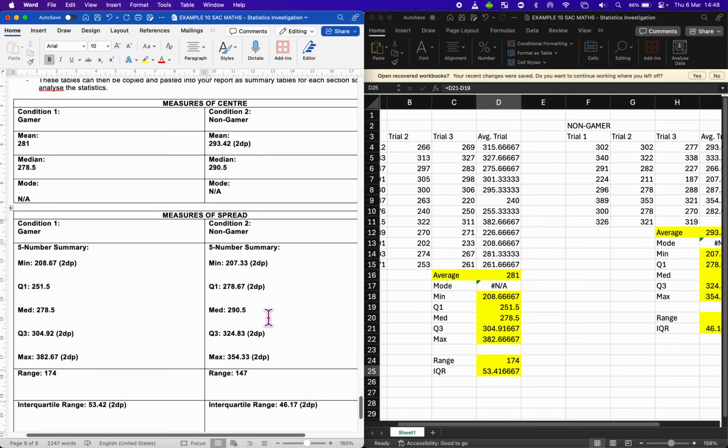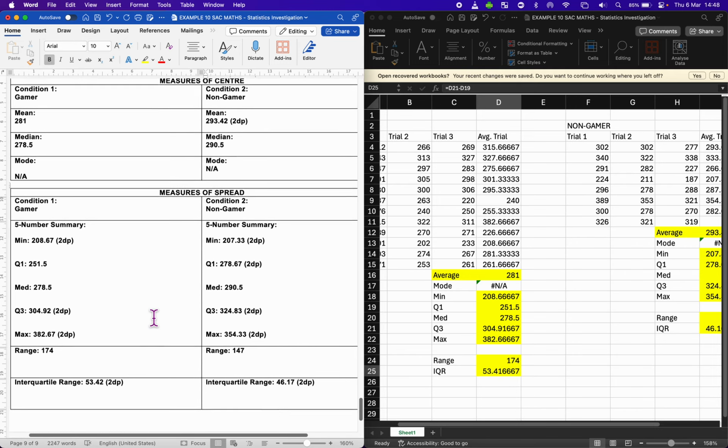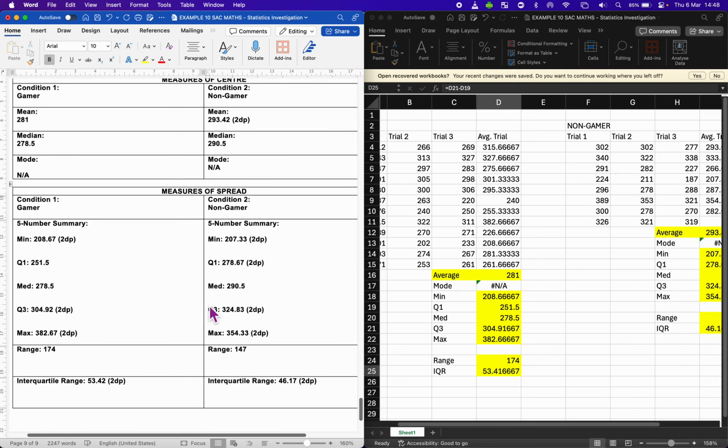So our hypothesis is somewhat confirmed. They have, according to measures of center, faster reflexes, but they're less consistent. And we'll talk about reasons for that when we talk about the write-up section.